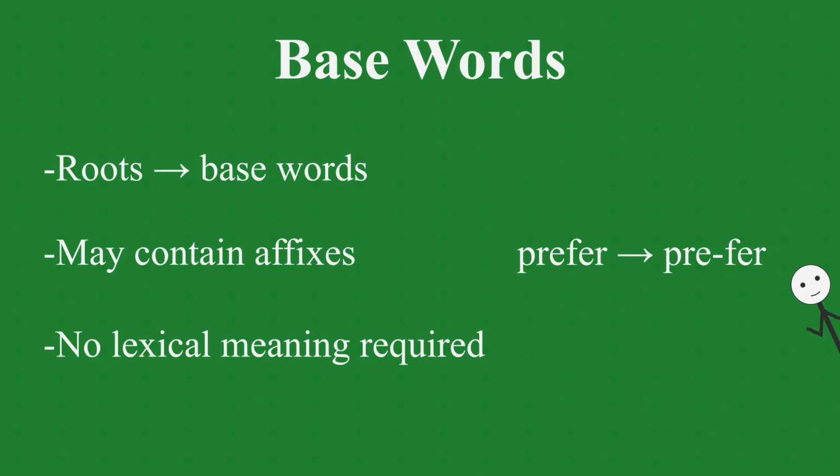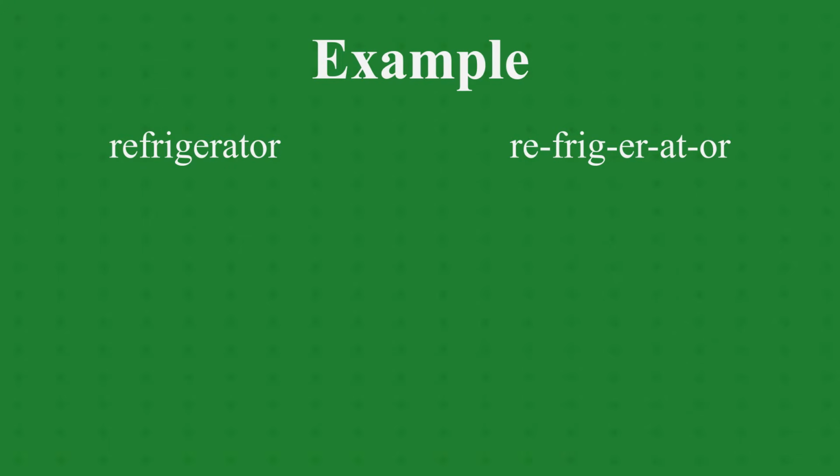Phew, that's a lot to remember. I will break it all down to you with an example now. Let's take the word refrigerator and break it down into its single morphemes. They are re, frig, at, and or. The root of the word is frig, as it is the core that cannot be further separated. It is also a base word, as all roots are base words.